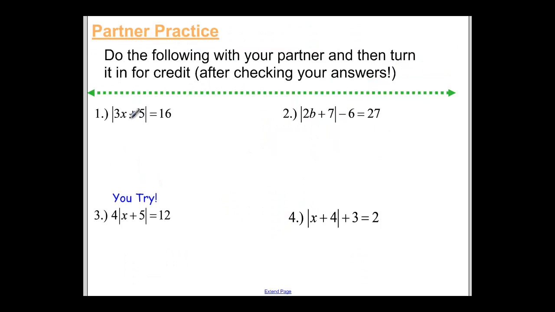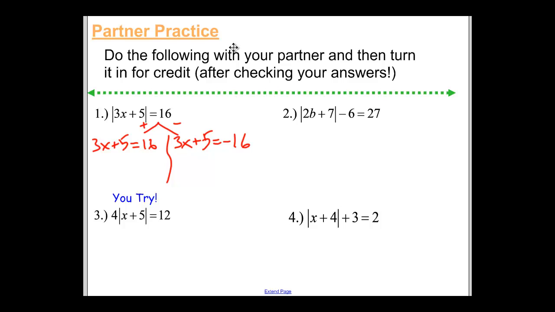So looking at here, we're saying, what numbers can I plug in for x that will be 16 units away from 0? So there's either positive 16 or negative 16. So when we do this, we have to do it as two problems. We get the absolute value by itself and say, okay, the positive side and the negative side. So I write down 3x plus 5 and set it equal to positive 16. And then I do 3x plus 5 and I set it equal to negative 16.